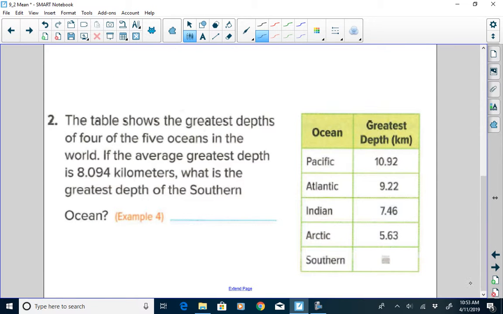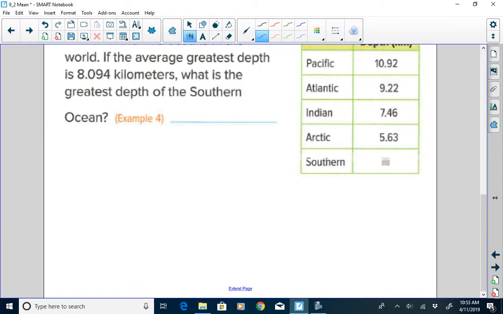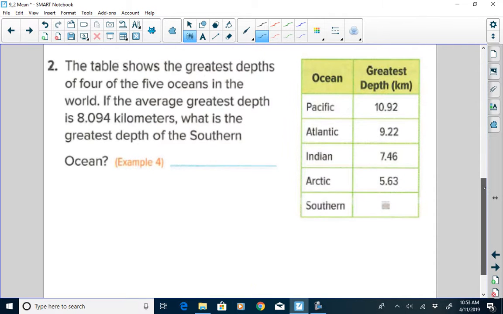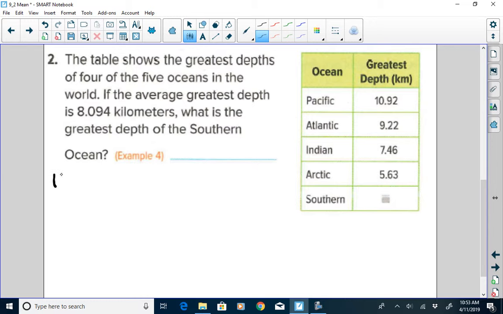All right? Now the last problem we're going to do, we see the information given to us in a table. It says the table shows the greatest depths of 4 of the 5 oceans in the world. If the average greatest depth is 8.094 kilometers, what is the greatest depth of the Southern Ocean? We still want to do this problem the same way, breaking it into what we have. What we have is the total of these 4 numbers.